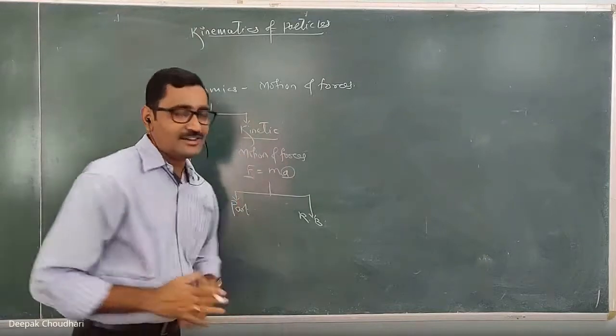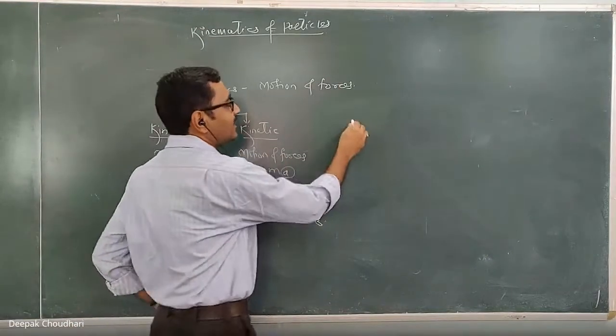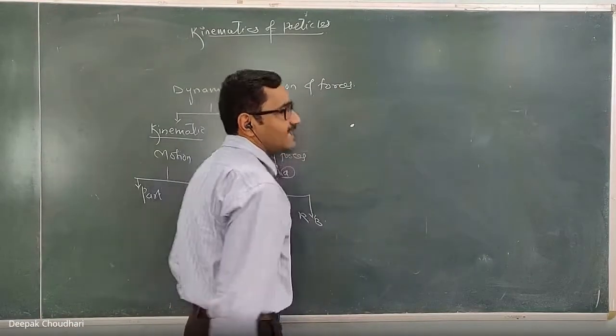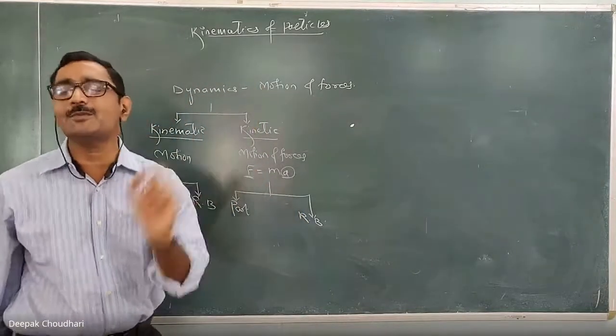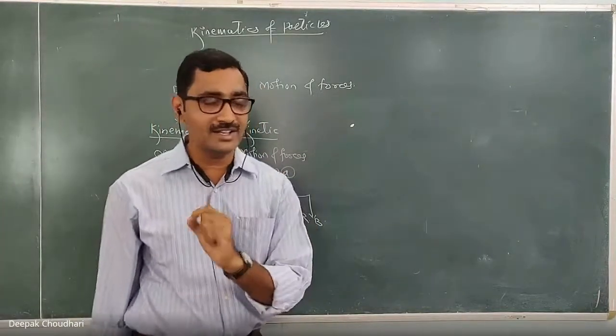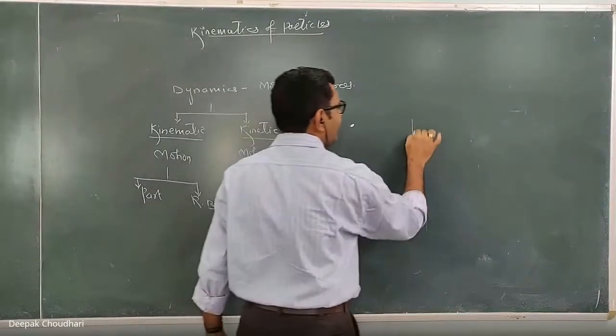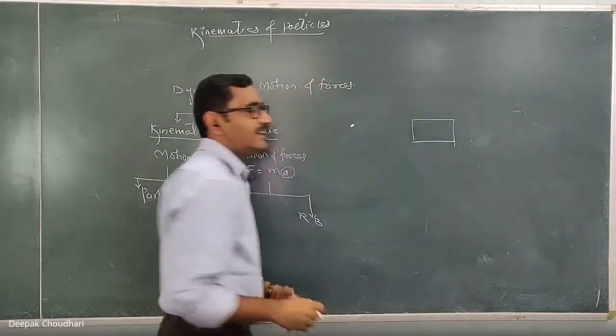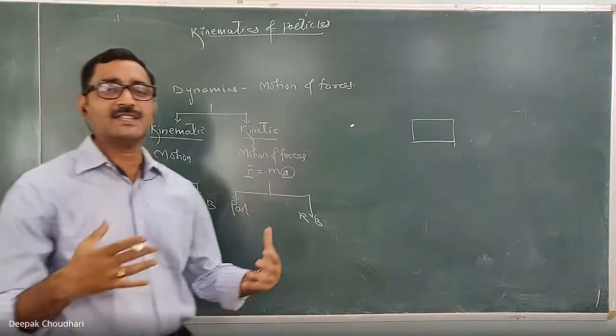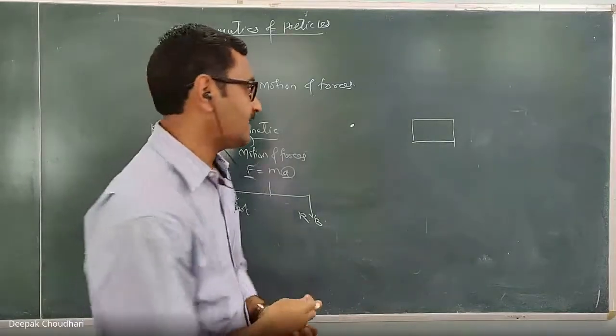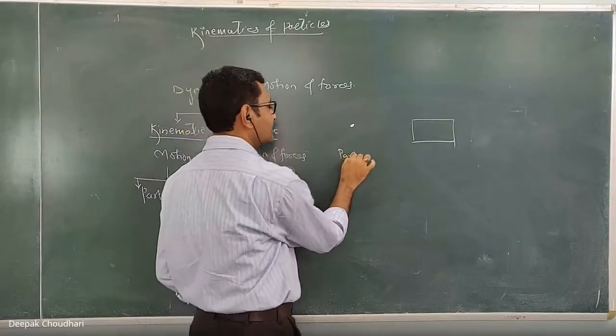Related to our subject, a particle is considered as a dimensionless object, whereas a rigid body has some particular dimension. It occupies certain space and has some specific shape and size. So this is a particle, and this is the rigid body.